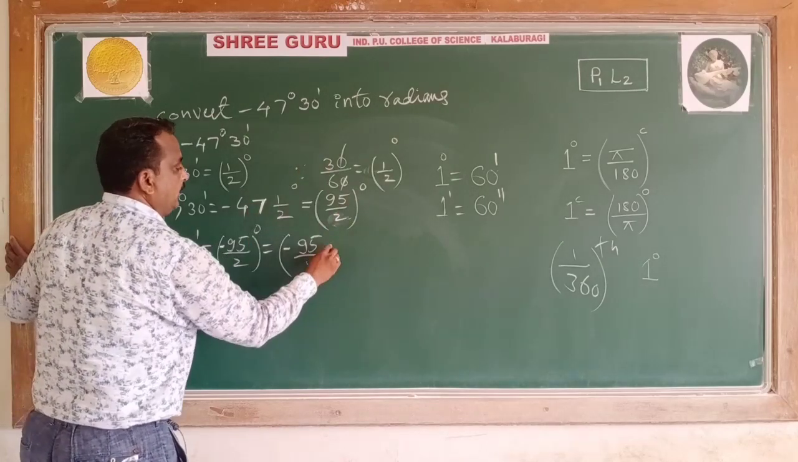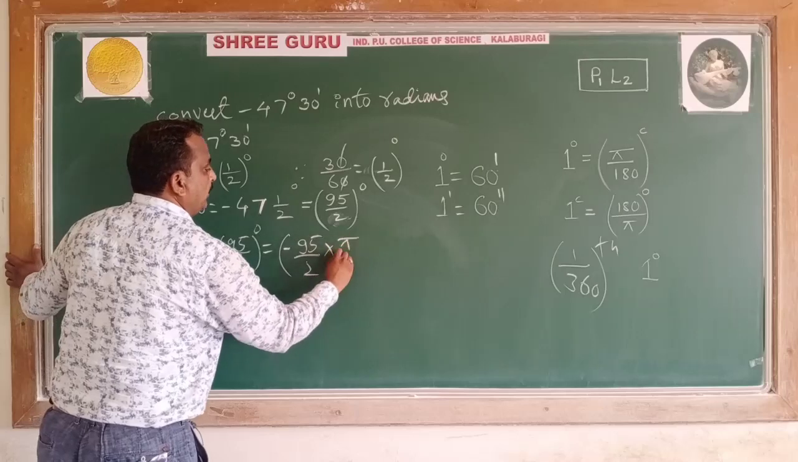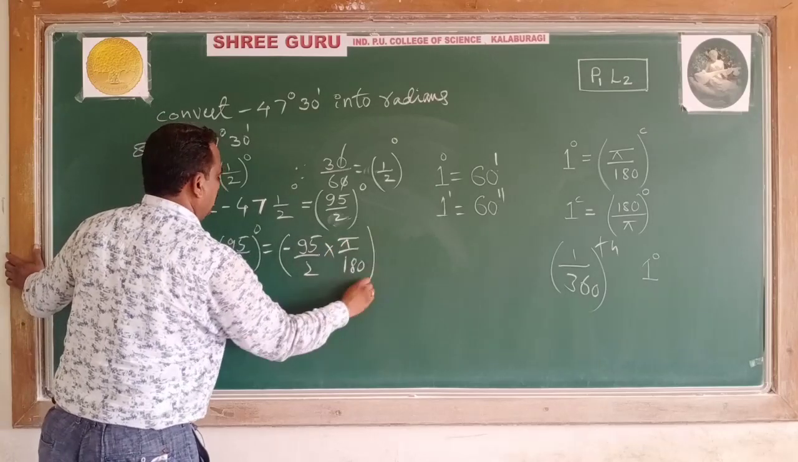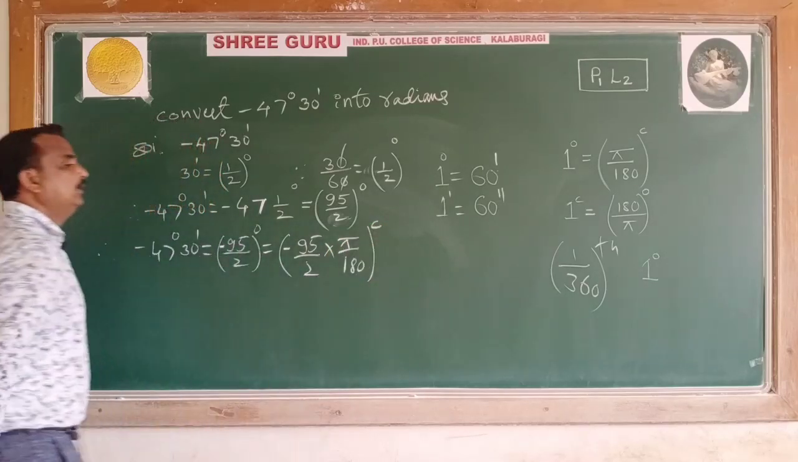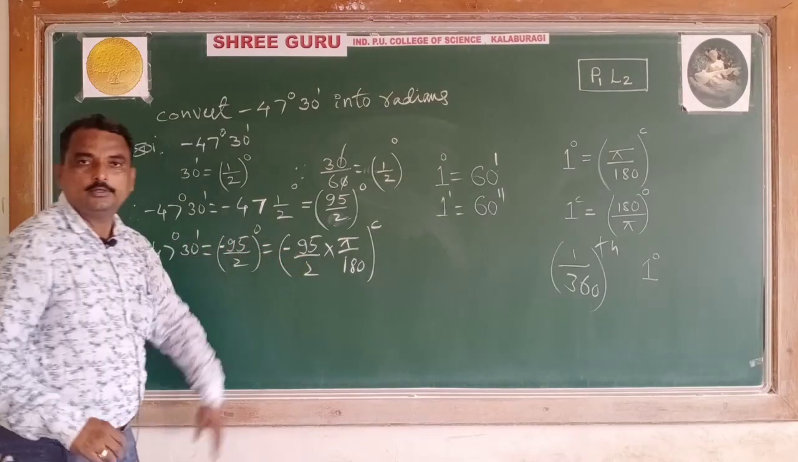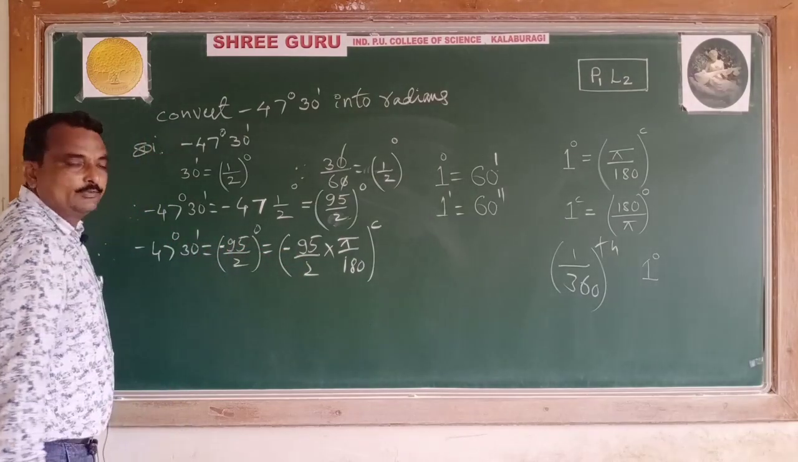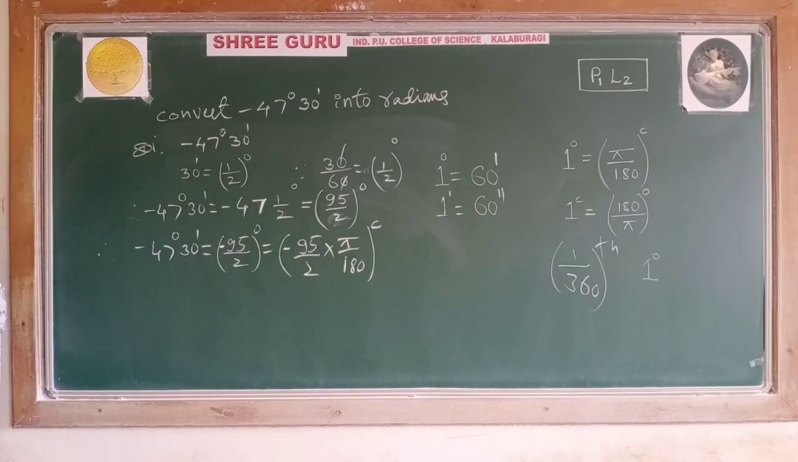Conversion of degree to radian is done by multiplying by pi by 180. If it is possible, simplify it. If it is not possible, you can leave it as it is. Here, yes, there are possibilities to simplify here.